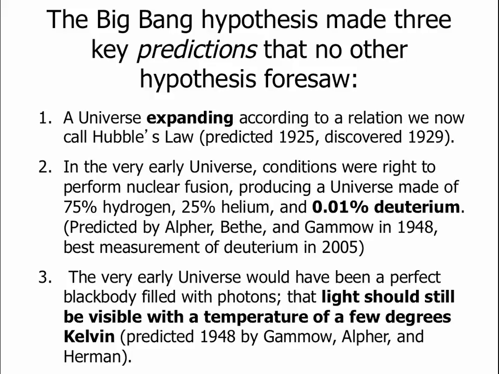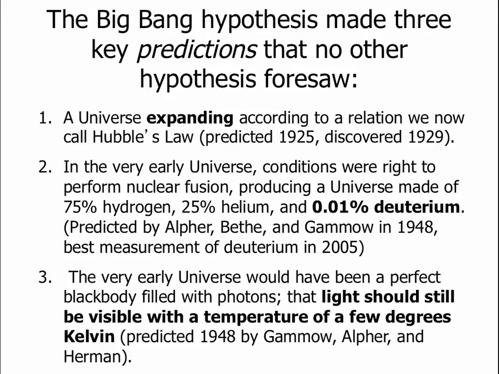Deuterium is a proton plus a neutron, so it's a form of hydrogen. If you've heard of heavy water, it's because that is where you have oxygen with a deuterium atom instead of just a hydrogen atom attached to it. The amount of the universe that would be deuterium is very small, 0.01%, but in fact, that's what we measure. The most recent good measure of deuterium was made in 2005 and confirmed this prediction.